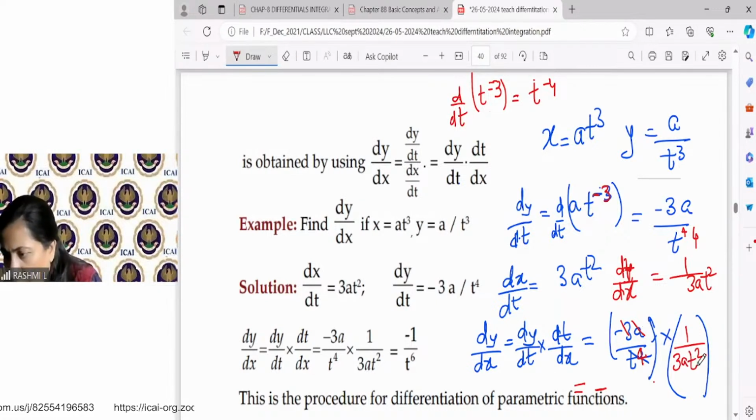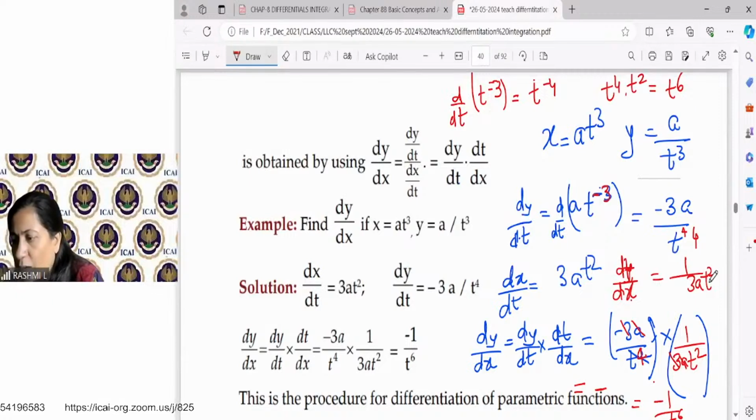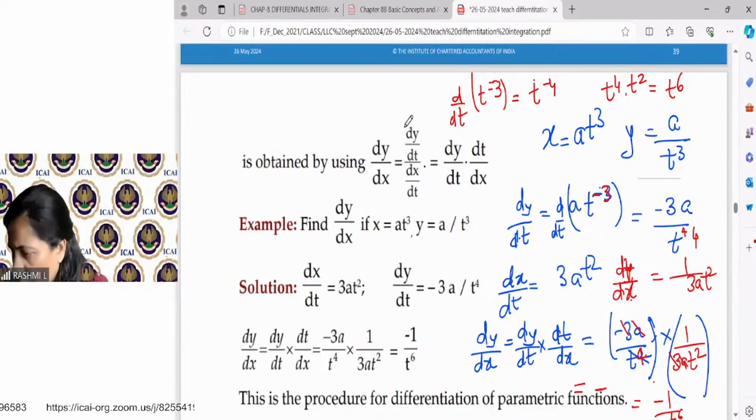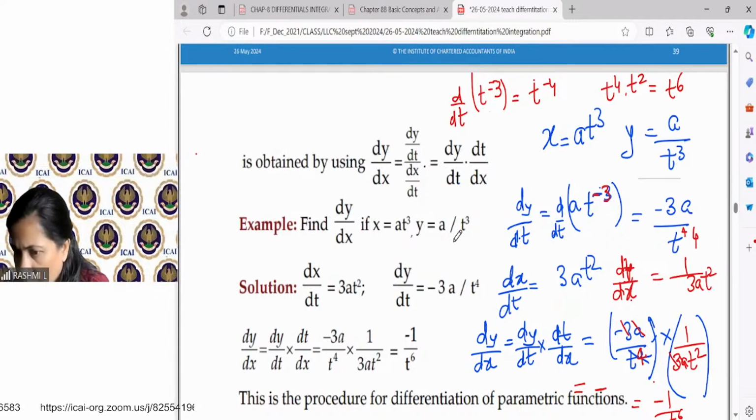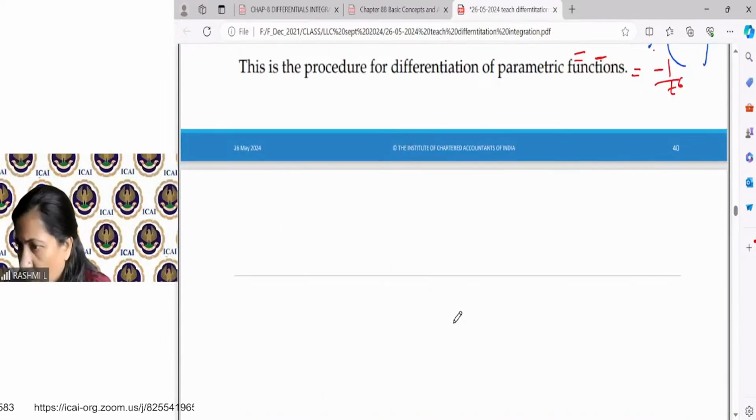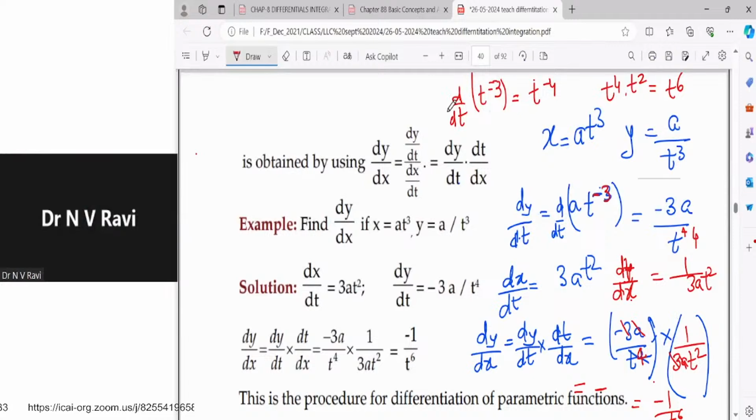So this 3a gets cancelled, 1 upon t square, and this is 1 upon t raised to 4. This is equal to minus 1 upon t raised to 6, because t raised to 4 into t raised to 2 is equal to t raised to 6. So dt by dx is 1 upon 3a t square, and this is the answer. Okay. Understood? Just quickly put in the chat box whether or not you've understood. Okay. Students, this example is very important.